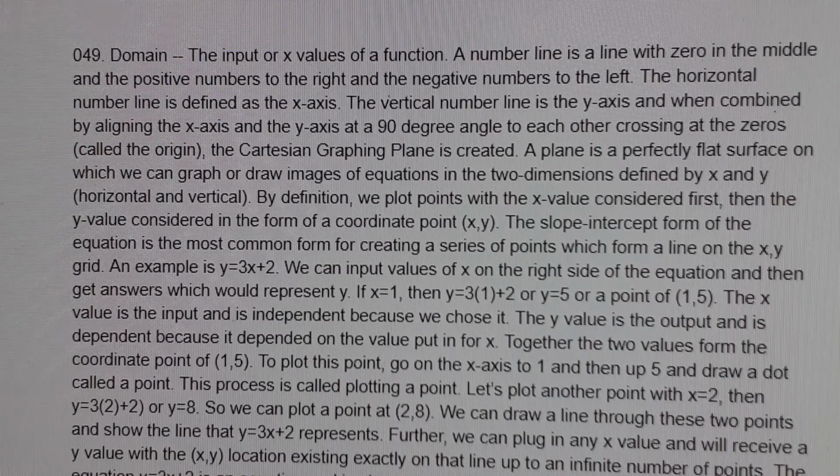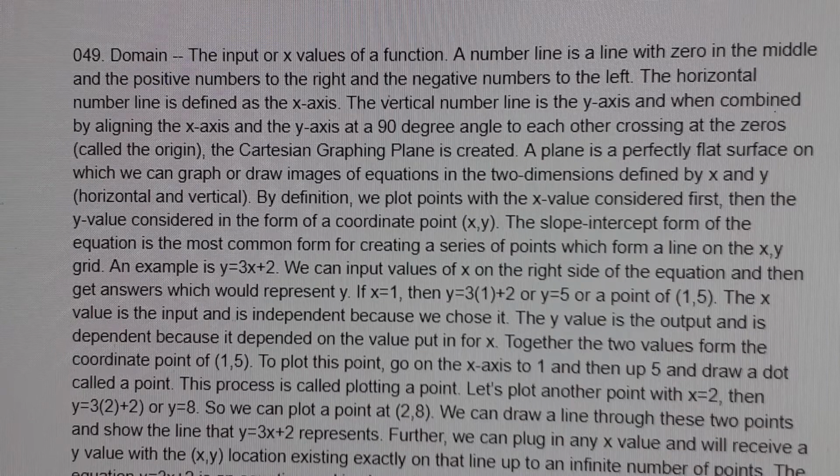The x value is the input and is independent because we chose it. The y value is the output and is dependent because it depended on the value put in for x. Together, the two values form the coordinate point of (1, 5).